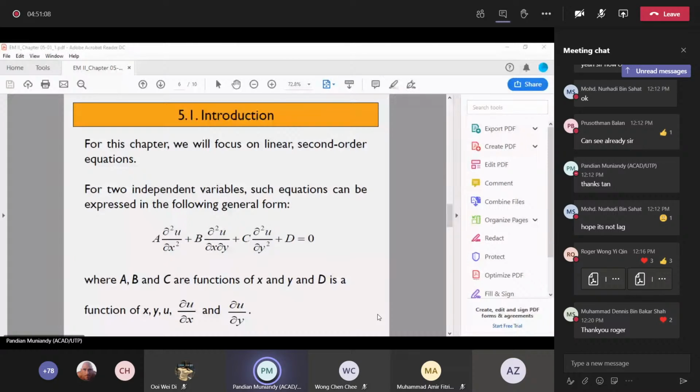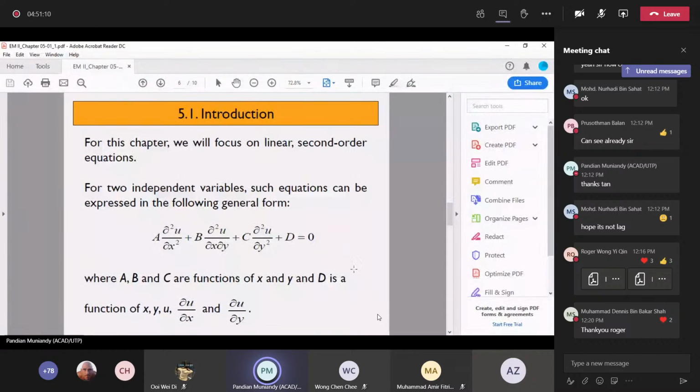For this chapter, again, we only handle linear and second order only. So what is linear? What is second order? That is the question. For this, you have to wait. We see the form or the type of PDE.